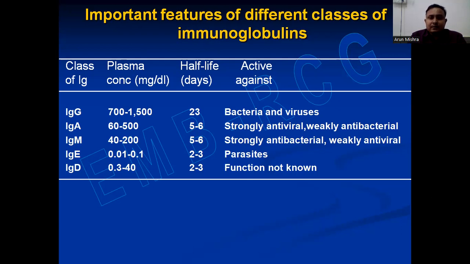We can see the plasma concentration here of different classes. Among them, IgG, since I said earlier that it is the most abundant one, has 700 to 1,500 milligram per deciliter. Among all these, the lowest is IgE. For half-life in days, IgG has 23 days, 5 to 6 for IgA and IgM. IgE and IgD have a half-life of 2 to 3 days, and they are mostly active against certain sets of pathogens. For bacteria and viruses, IgG is there.